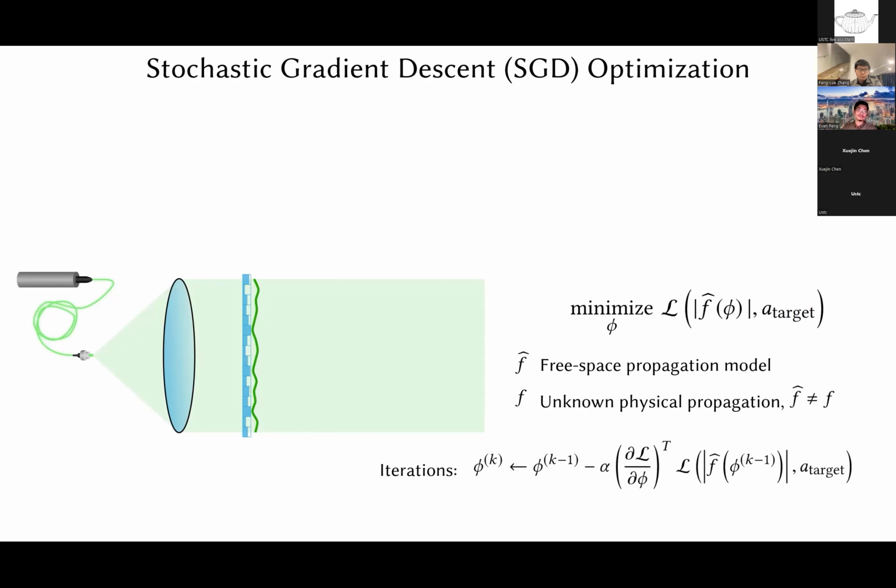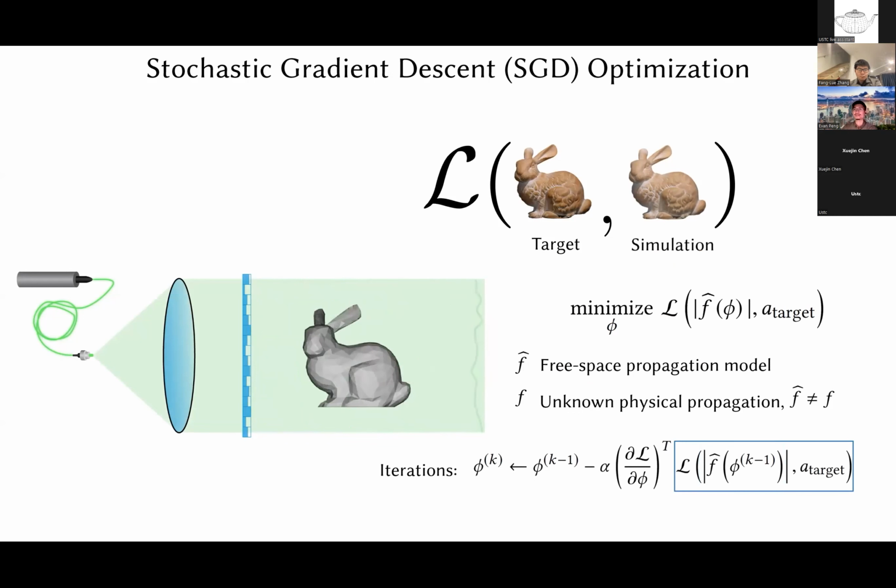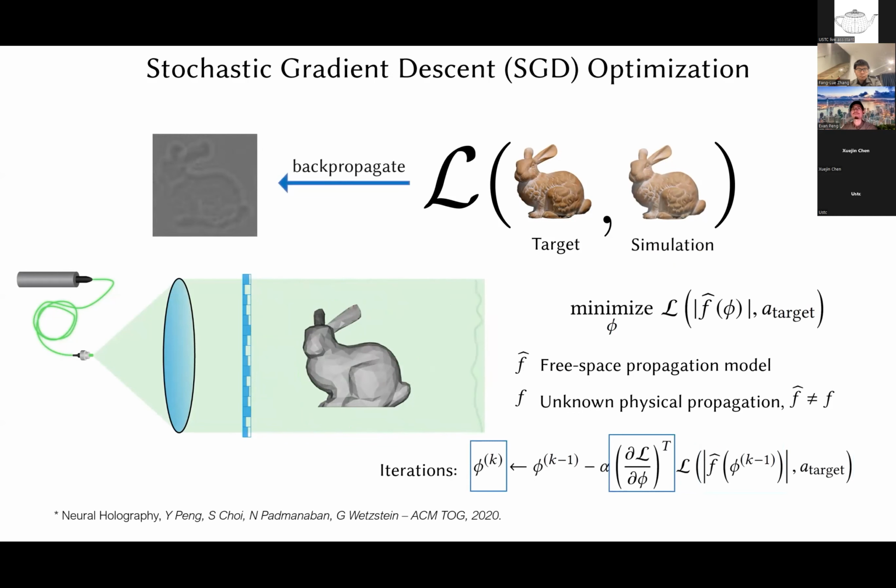So we can use this very simple gradient descent update rule, where we start with an initial guess of the hologram, simulate the forward model, compare the simulated result with the target using some loss function, and then backpropagate the error into the phase. This simple approach will eventually converge to a good solution.